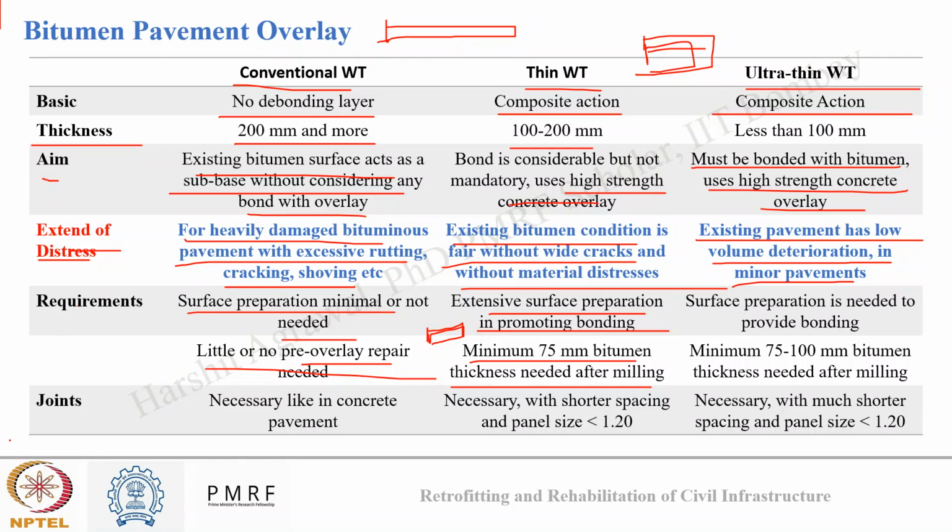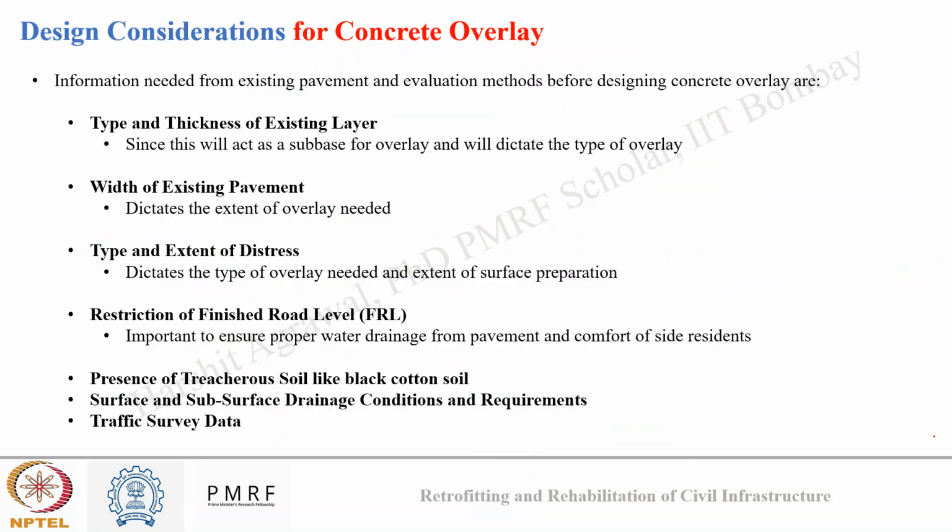Okay, and in terms of joints, joints are necessary like in concrete pavement. In all the three cases, since we are providing a concrete overlay, we also need to provide joints, longitudinal and transverse joints. The difference is, in case of thin white topping, the spacing between the joints decreases and the panel size, the rectangular panels that are created due to those joints, should be less than 1 by 1.2, while here again the panel size should be less than 1.2. Okay.